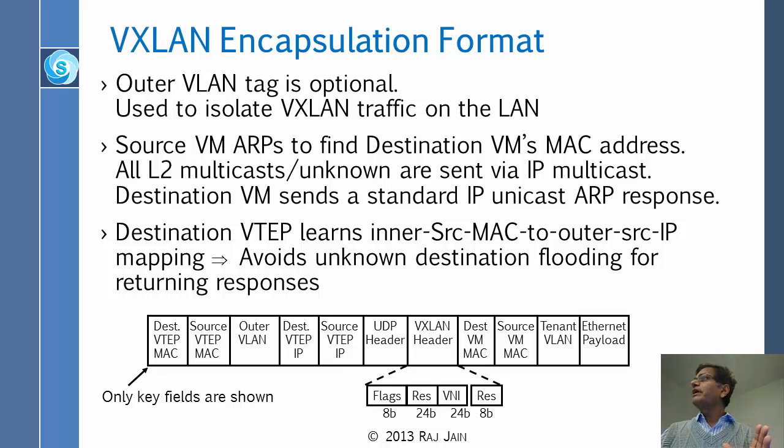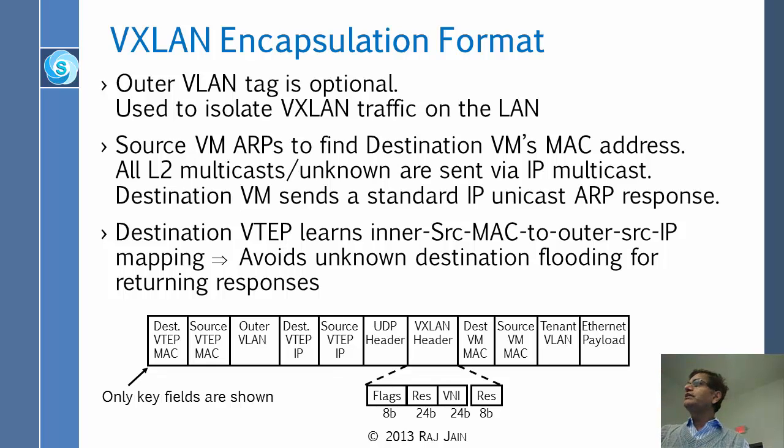The source VM opts to find the destination VM's MAC address, and all L2 multicasts and unknowns are sent by IP multicast. So before you can talk to anybody, you have to know their MAC address, and for MAC address you use the ARP protocol. ARP is the address resolution protocol, and it goes to the destination VM. The ARP is a multicast. So ARP is actually a broadcast. It goes to everybody. Anybody who knows the MAC address of this IP address, or the IP address of this MAC address. In either case, it is broadcast, and all the broadcast, unknown and multicast, are done by IP multicast.